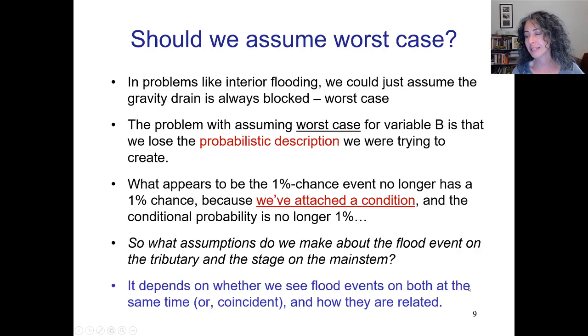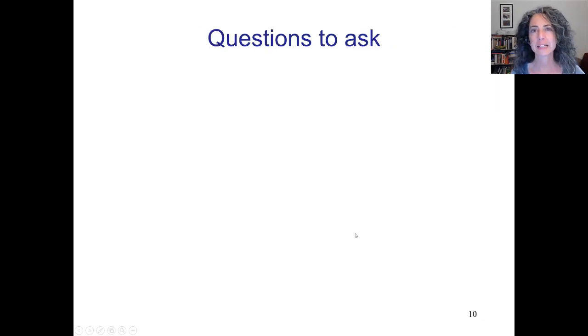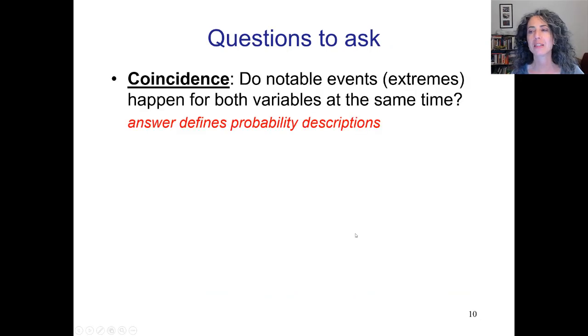So what assumptions are we going to make about the flood event on the tributary and on the main stem? Well, it's going to depend on whether we see flood events on both the tributary and the main stem at the same time, meaning coincident, and how those are related. So there are two things we need to think about. First is coincidence, meaning do things happen at the same time? Do the notable events or extremes happen for both variables at the same time? And the answer to that is going to define the probability descriptions of my variable A and my variable B.